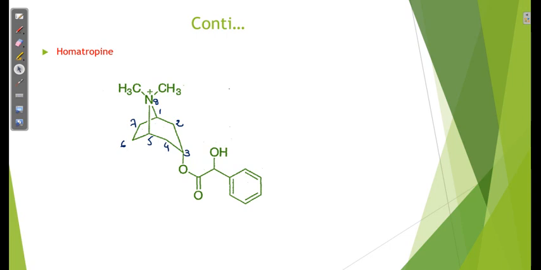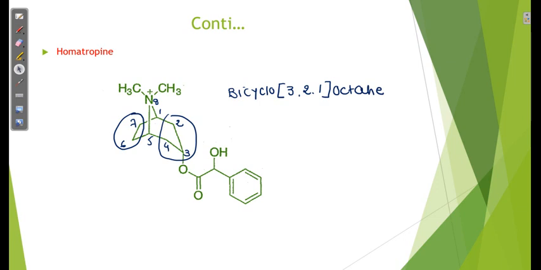Now I am writing bicyclo. So how many carbons are there? There are 3 carbons. So I can write that 3. B stands for big, complete, then 2. And on a bridge is 1. And 3 plus 2, 5 plus 1, 6 plus 2, 8. So I can write octane, and here at the position is aza, and that is azonia. So here instead of aza, I could write azonia.